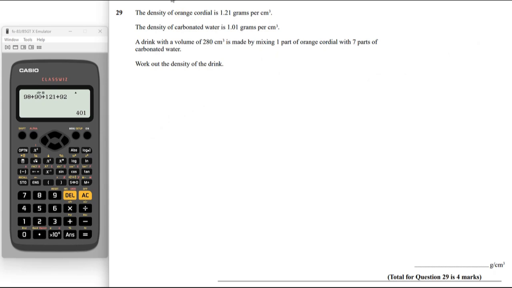Question 29. The density of orange cordial is 1.21 grams per centimetre cubed. The density of carbonated water is 1.01 grams per centimetre cubed. A drink with a volume of 280 centimetres cubed is made by mixing 1 part orange with 7 parts of carbonated water. Work out the density of the drink.